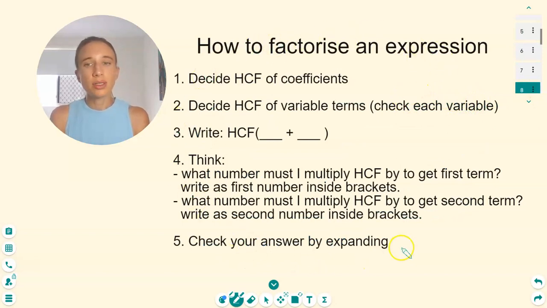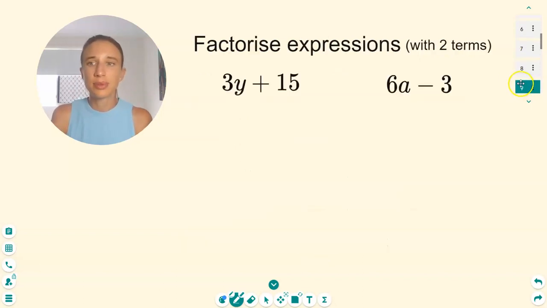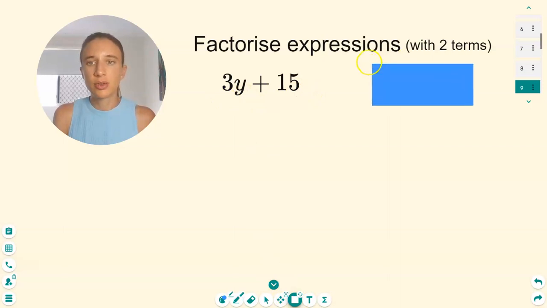You might want to take a photo or copy down this slide here. It's how to factorize expressions. So we're going to use this process. I won't go through it. It's easiest just to do it with an example. Factorize expressions with 2 terms. All right, 3y plus 15. Let's ignore this guy over here.